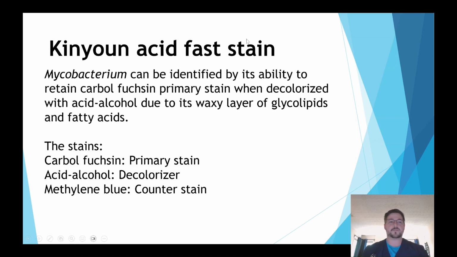The Kinyoun acid-fast stain. Mycobacterium can be identified by its ability to retain carbolfuchsin primary stain when decolorized with acid alcohol. So when you're doing a Kinyoun acid-fast stain, you apply the carbolfuchsin, and mycobacteria is able to retain that stain when the acid alcohol is added.